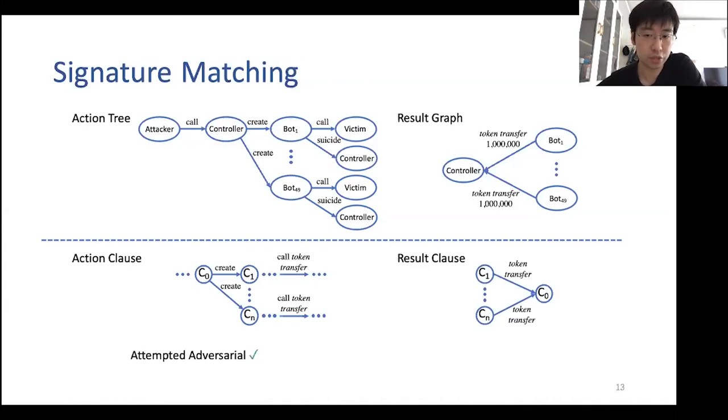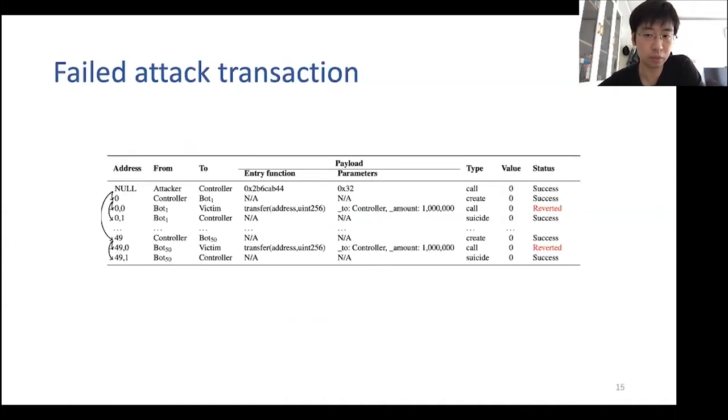If a transaction matches the action clause, we say that it behaves like an attack and it's an attempted adversarial transaction. Then, if it further matches the result clause, we know that it really caused some losses and we call it a confirmed adversarial transaction. Also, many attempted transactions failed to cause any losses because some of their traces are reverted. For example, airdrop punting attacks may fail to collect airdrops due to some defenses.